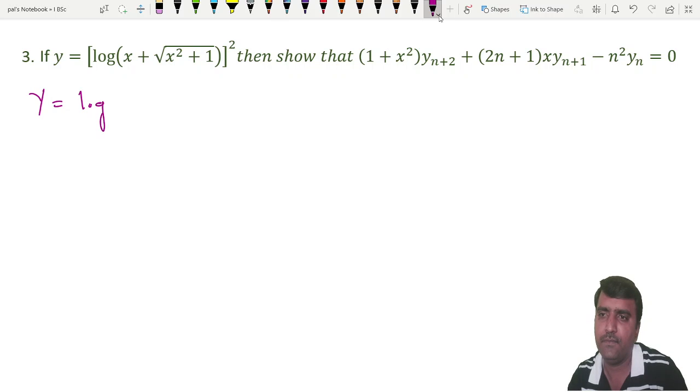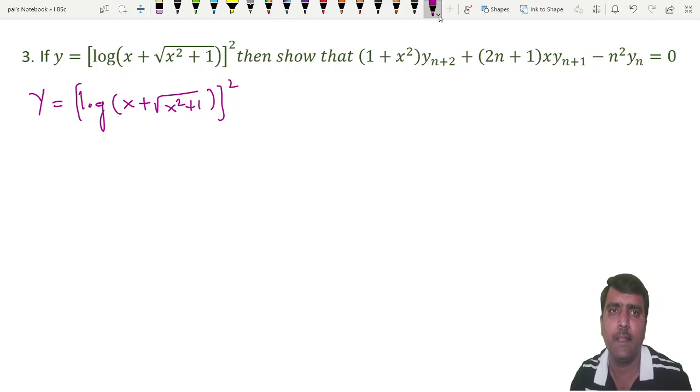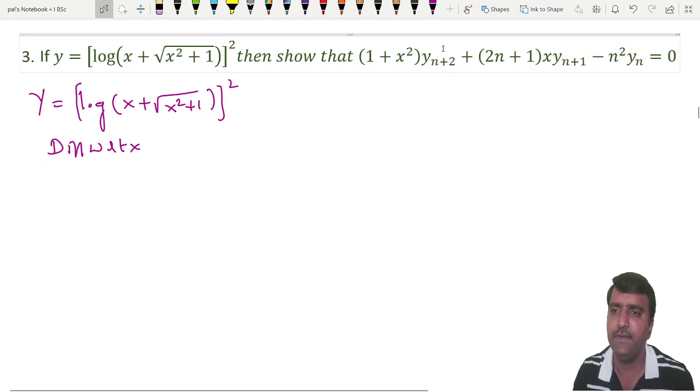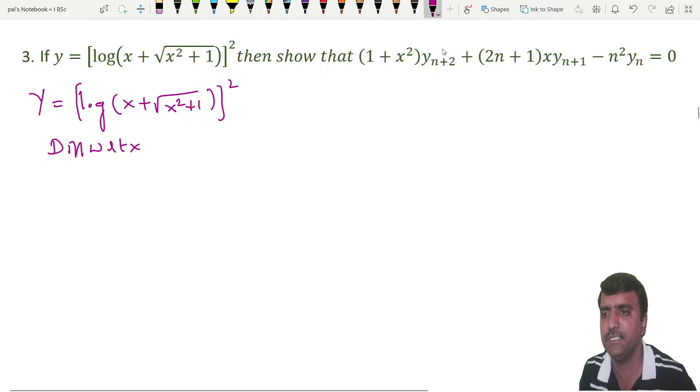Let y be equal to log of x plus root of x square plus 1, whole square. Now differentiate this y with respect to x. If we differentiate, the derivative of y is y1.